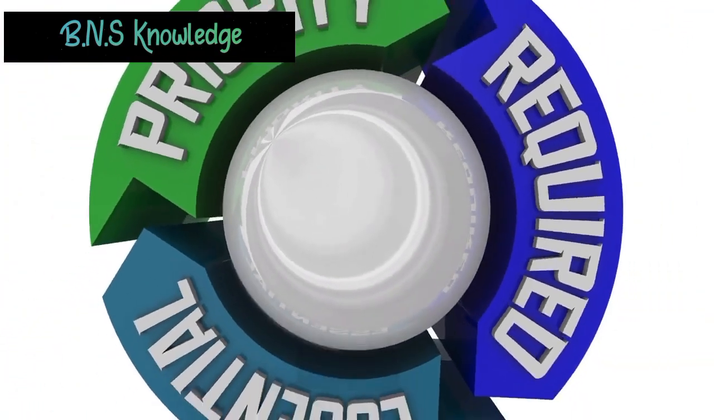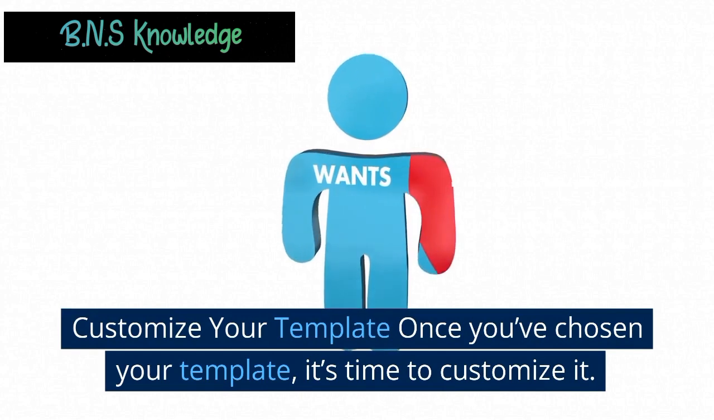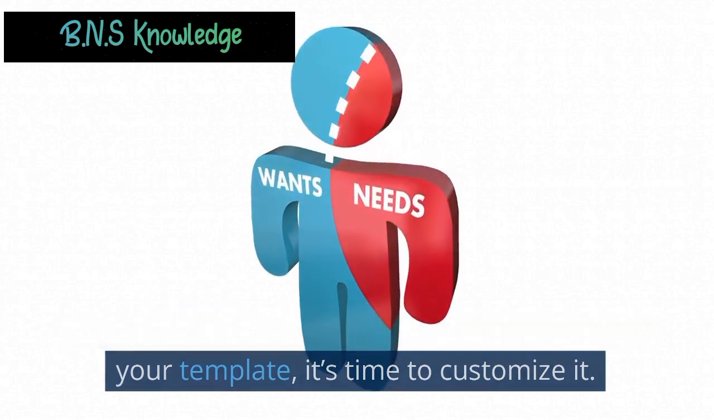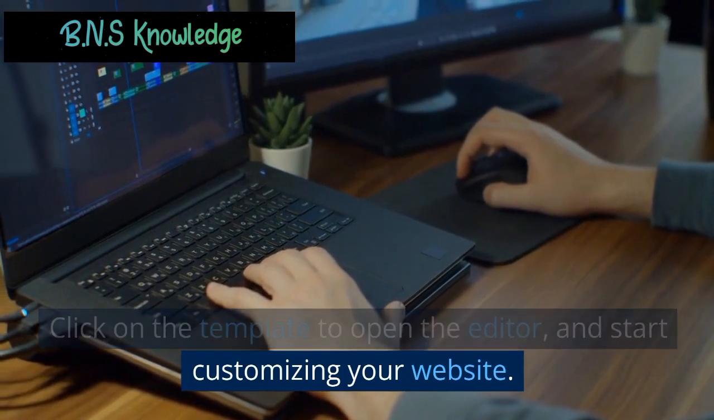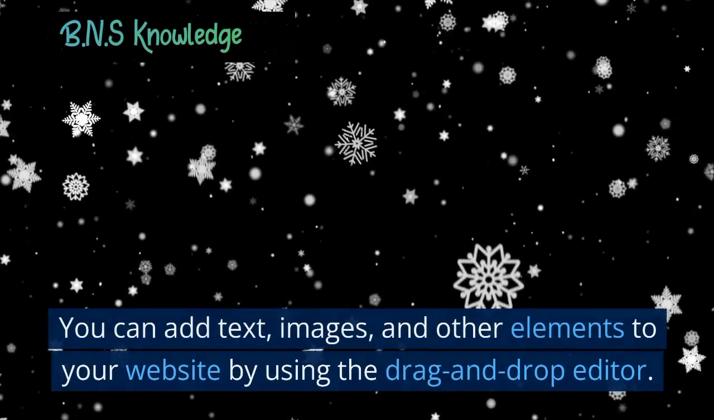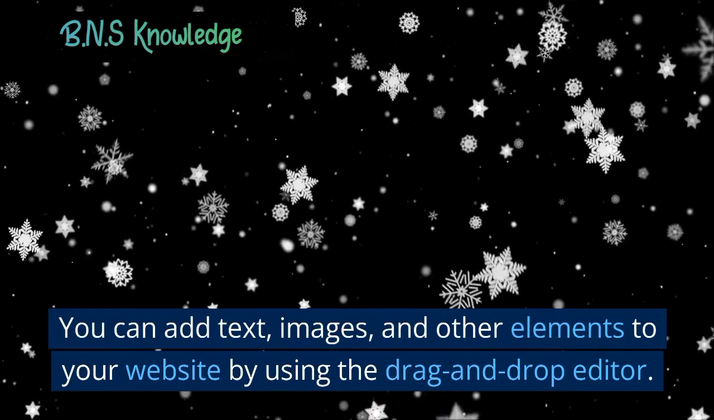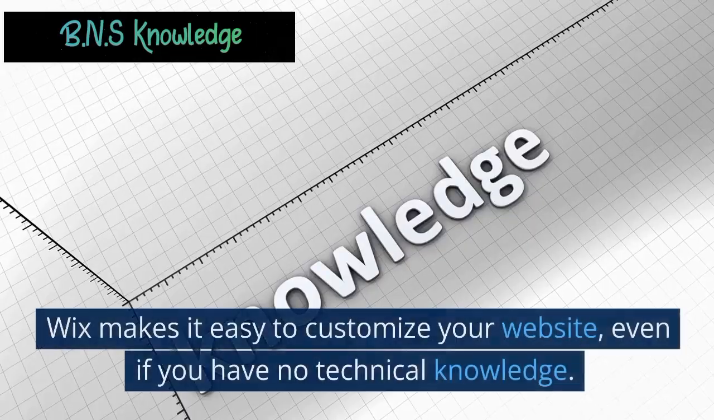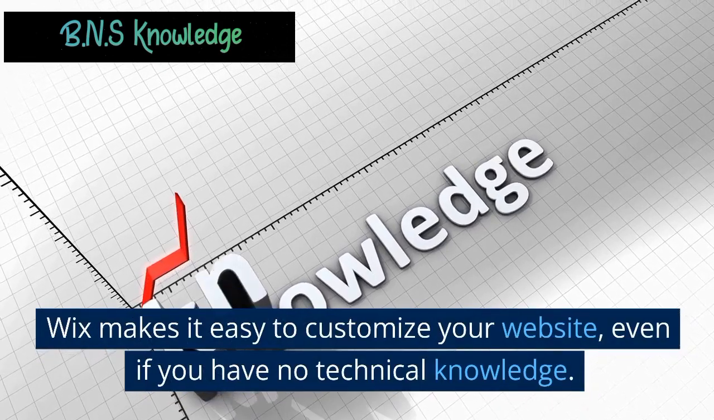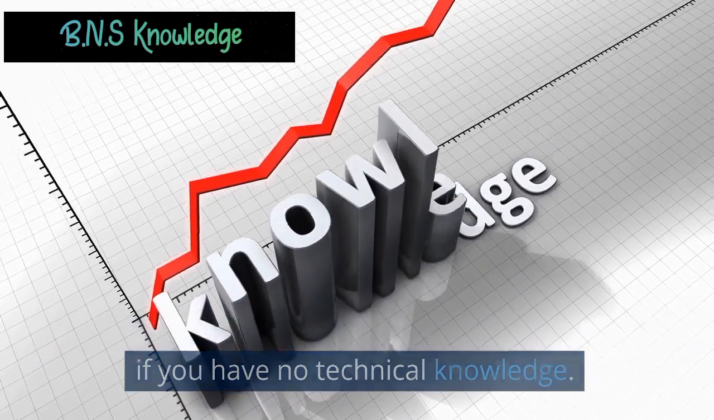Step 3. Customize your template. Once you've chosen your template, it's time to customize it. Click on the template to open the editor, and start customizing your website. You can add text, images, and other elements to your website by using the drag and drop editor. Wix makes it easy to customize your website, even if you have no technical knowledge.